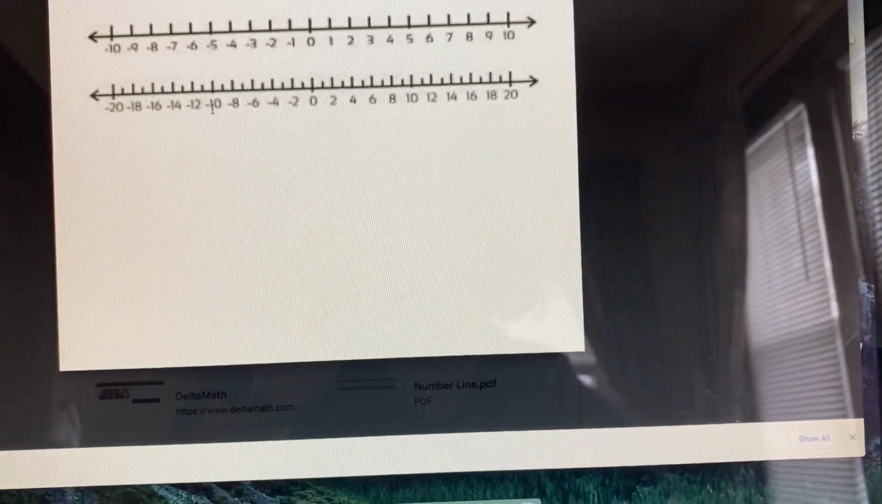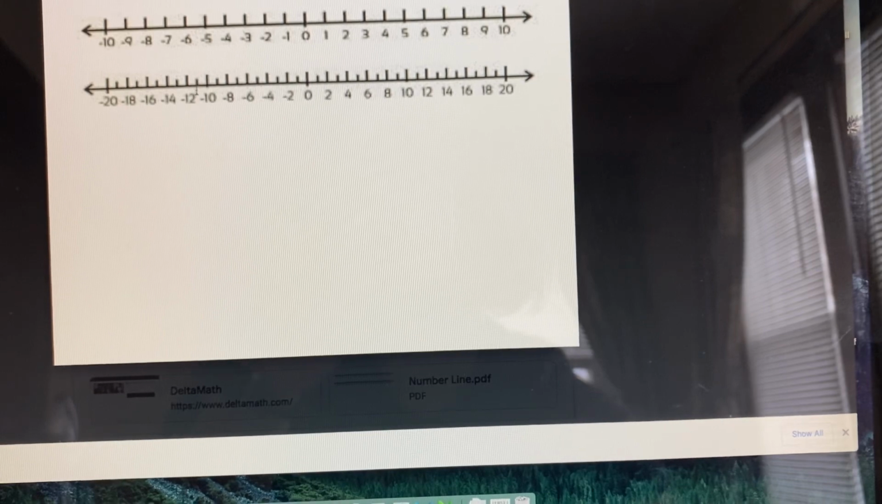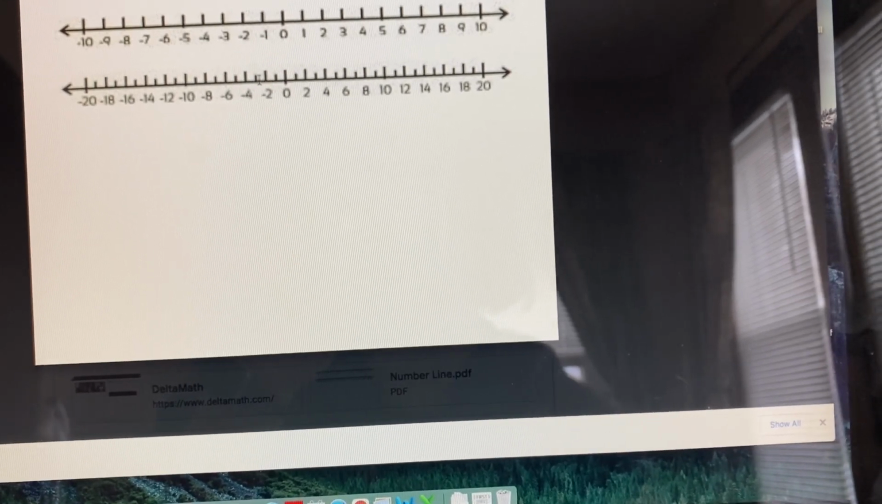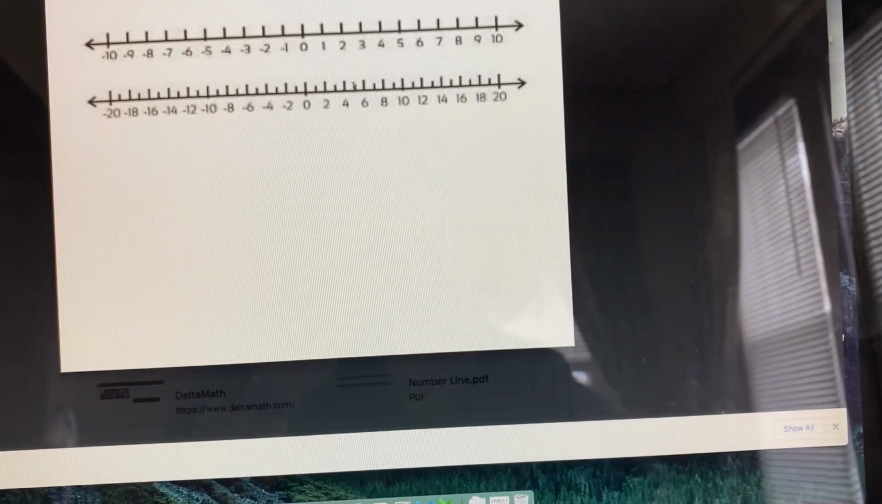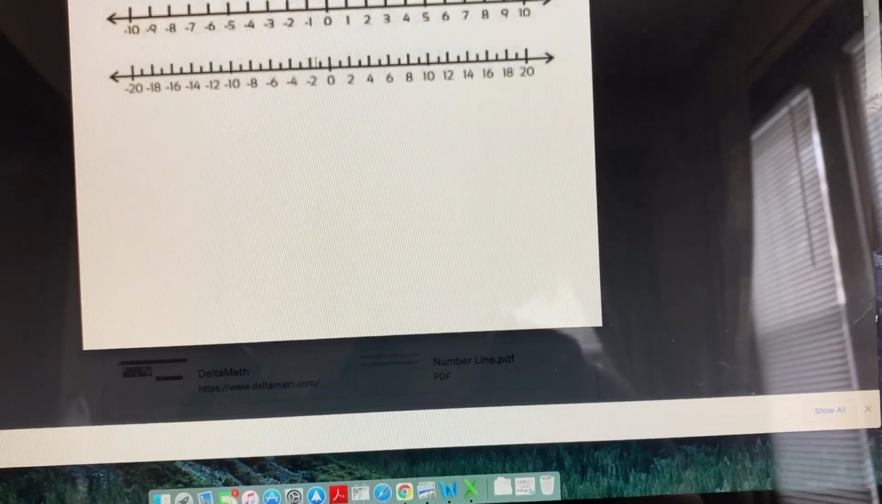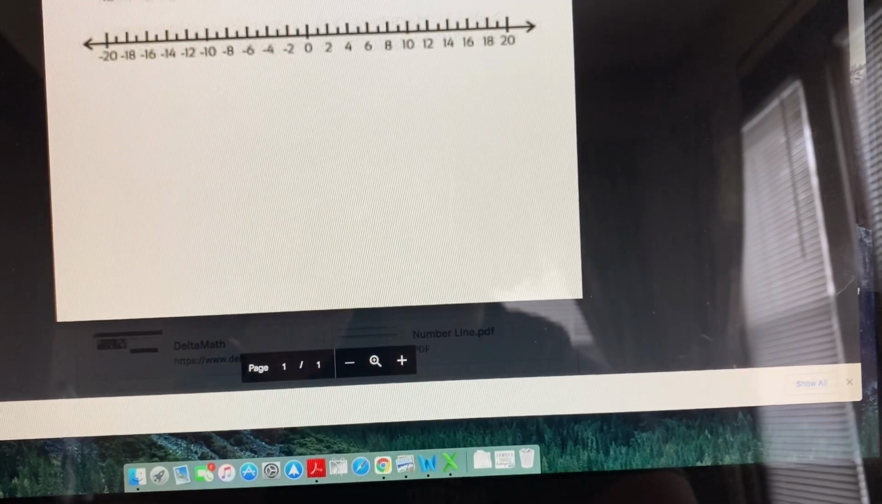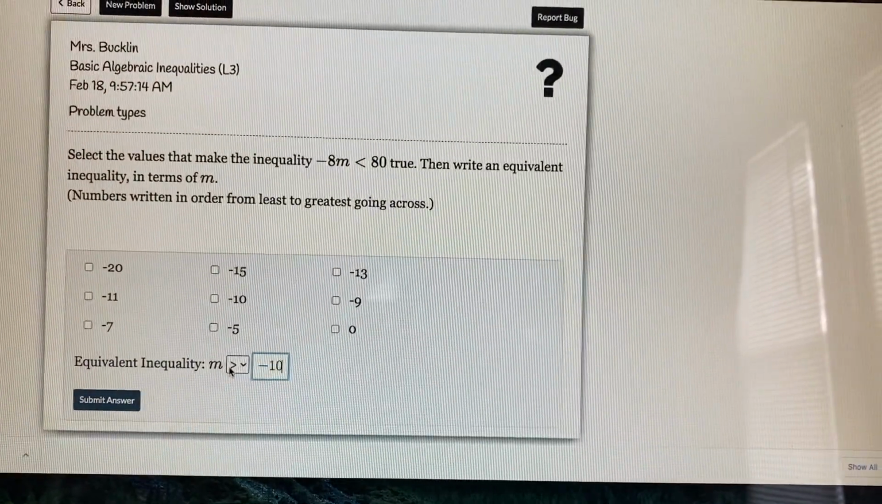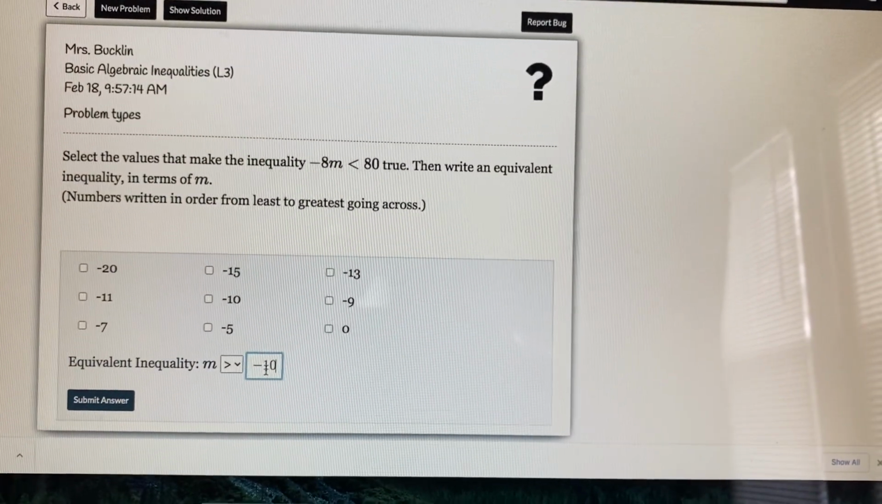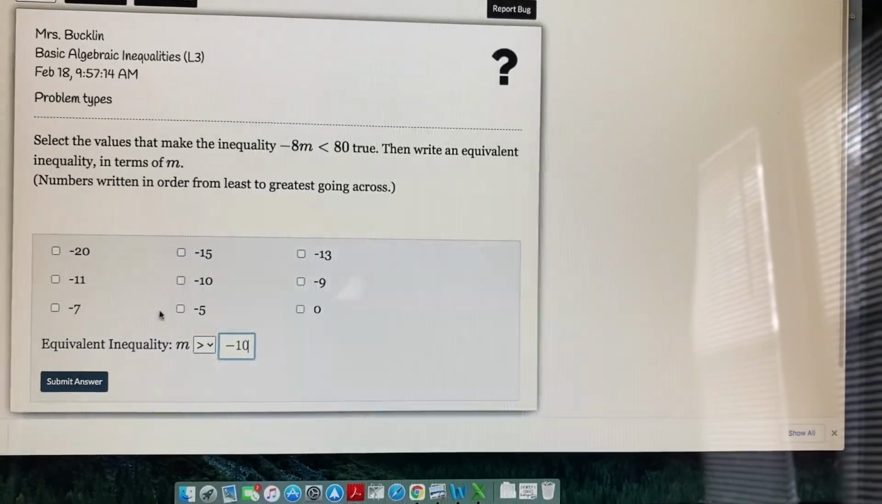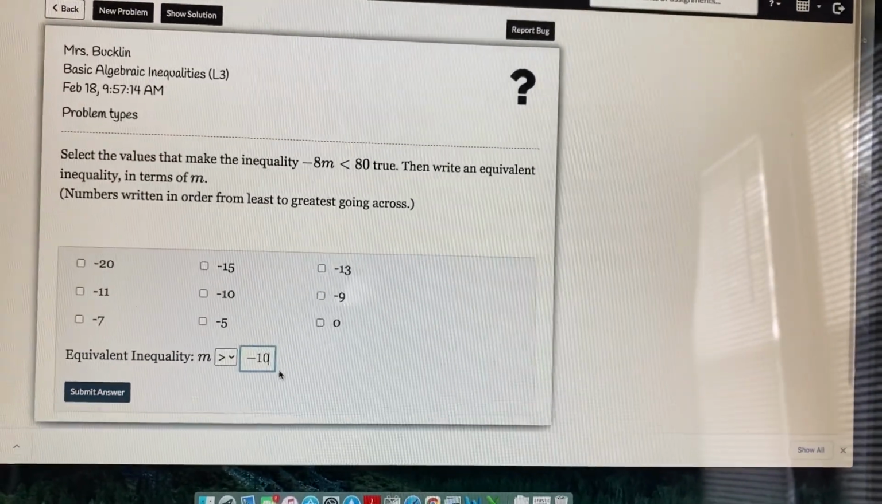So here's my negative 10, and the same goes for negatives. As I'm moving to the right, my numbers are getting bigger. So anything to the left is going to be smaller. Anything to the right is going to be bigger. So I need m is greater than negative 10. So I need any number that's to the right of negative 10.